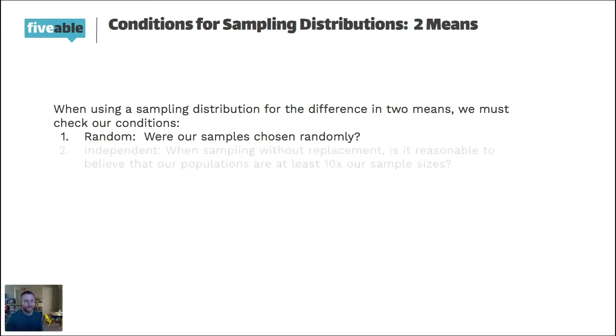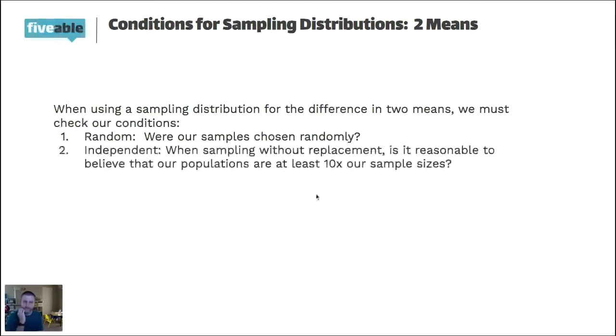All right, so 2, independent, same thing. When we're sampling without replacement, we have to make sure that it's reasonable that our populations are at least 10 times our sample sizes. If it's not 10 times our sample sizes, then the without replacement is probably affecting things. But usually that's pretty easy to believe. If I'm talking about all adults, it's usually reasonable to take our sample, multiply by 10, and say, yeah, we're good.